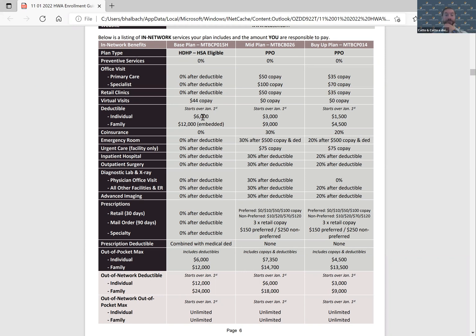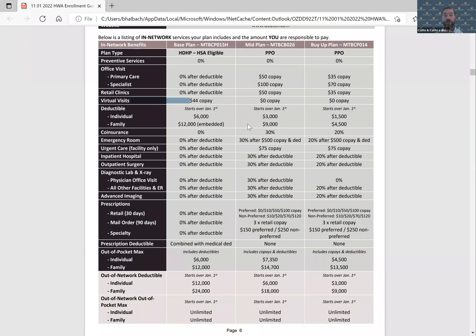Now, there are trade-offs on each of these plans that we'll highlight as we go forward as well. Retail clinics work the exact same way. You've got copays for the mid and the buy-up, and then you're paying the discounted rate. Where they also work the exact same way is you do have a copay, a flat rate for virtual visits. They differ in the amounts, but you do have a flat rate for virtual visits. That's MD Live 24/7, 365.